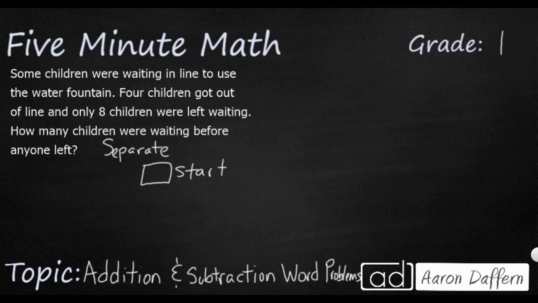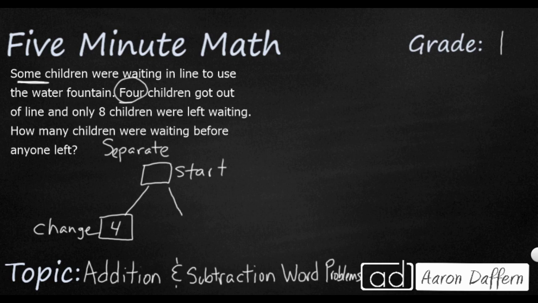Some children were waiting to use the line. Some means we don't know what that is. So that's our unknown. We're going to leave that blank. And then what happened? What is our change? Well, the change is we had some kids leave, and they did tell us how many. We've got 4. Now, they didn't use the digit 4. They spelled it out, so it's a little bit hidden there. But 4 kids left.